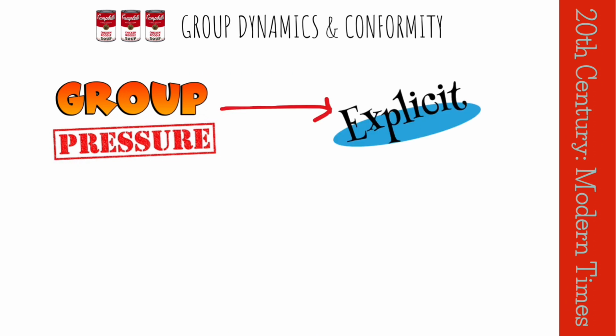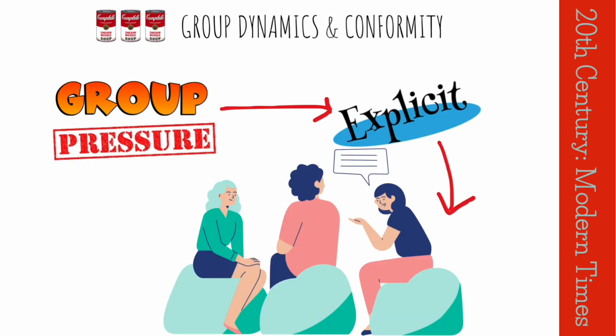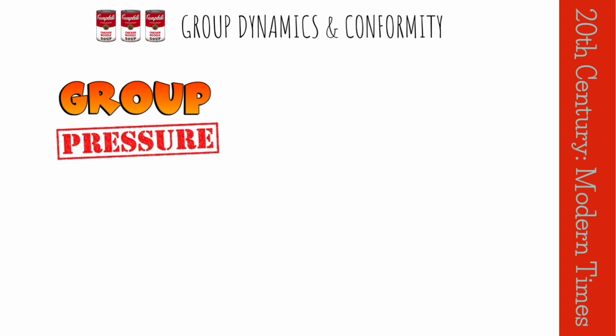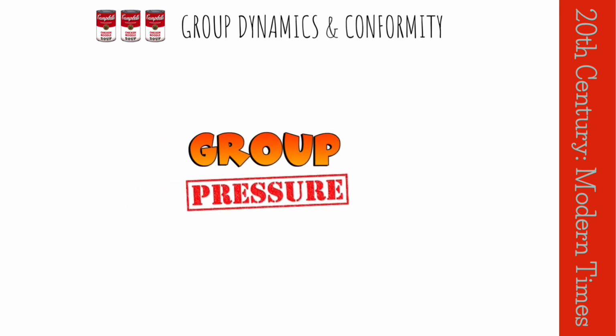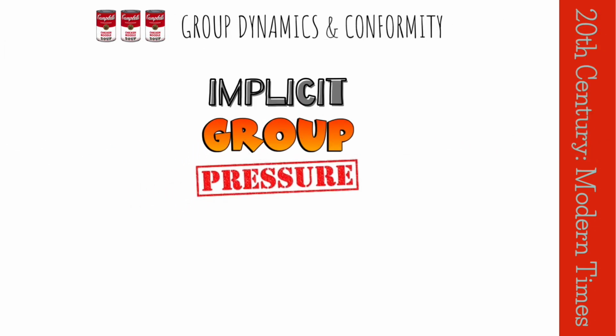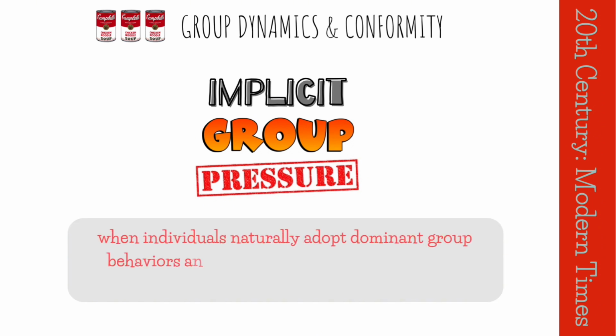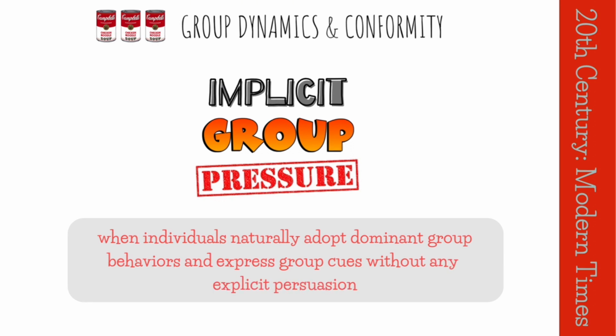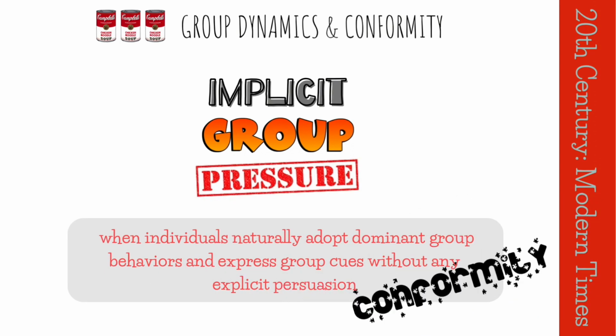Now, you might be picturing explicit instances of group pressure, like a group of friends convincing someone to attend a dance. While this is one form, there's another aspect that's even more intriguing: implicit group pressure. Implicit group pressure occurs when individuals naturally adopt dominant group behaviors and express group cues without any explicit persuasion. This is what we commonly refer to as conformity.